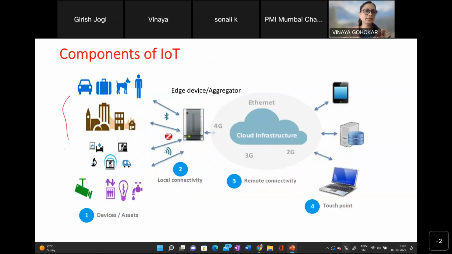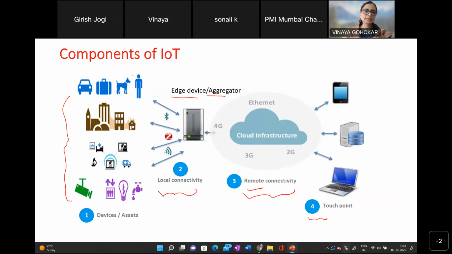First of all, definitely, is the number of things, either living, non-living, movable, not movable. If they have sensing capability, they can sense and give the data to the edge device, which we call an aggregator or a processor, which is going to process it further. In order to connect these devices to the aggregator, which is going to aggregate the data coming out of many sensors and then send it using a remote connectivity to a cloud or to a touch point, there is initially a requirement of local connectivity, then a requirement of remote connectivity, and then you need a few touch points from where you can access it.